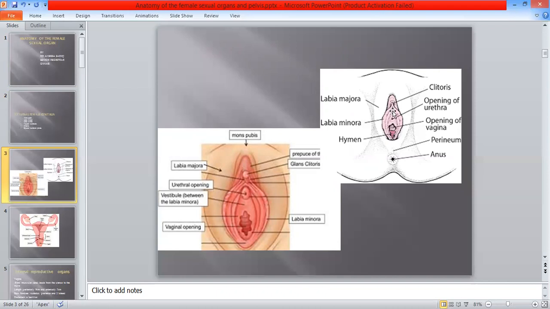The next thing is the clitoris. The clitoris is an erectile structure measuring about 0.5 to 3.5 centimeters in length. This is the body of the clitoris. It is the main part of the clitoris.